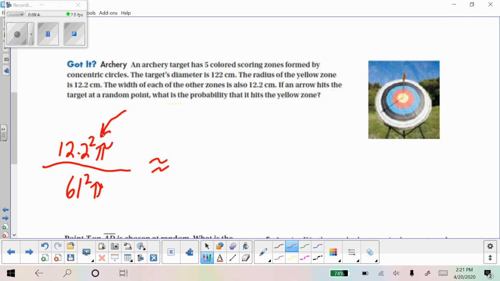So this is the area of the yellow circle. This is the area of the whole target. When I divide those, remember the pi's cancel out, so basically you can just simplify the fraction. You end up with 1/25, or if you wrote it as a percent, that equals 4%. So 4% chance of getting a bullseye if it's a random shot.